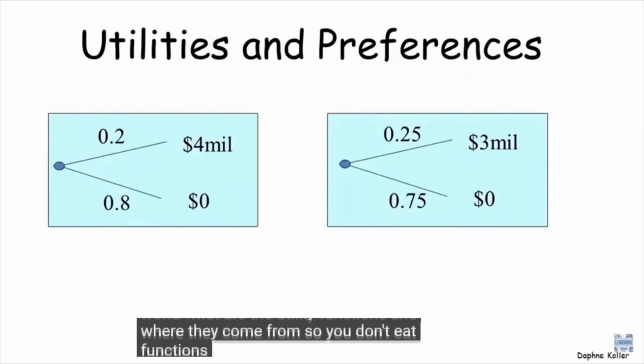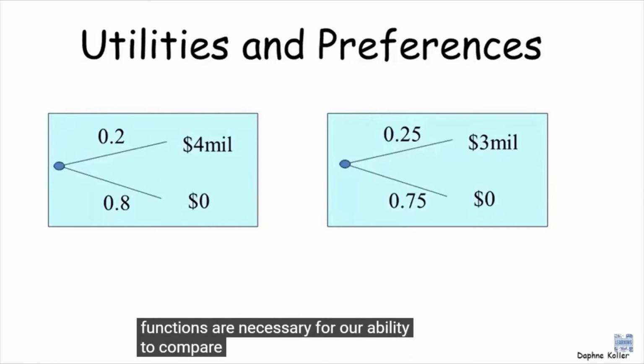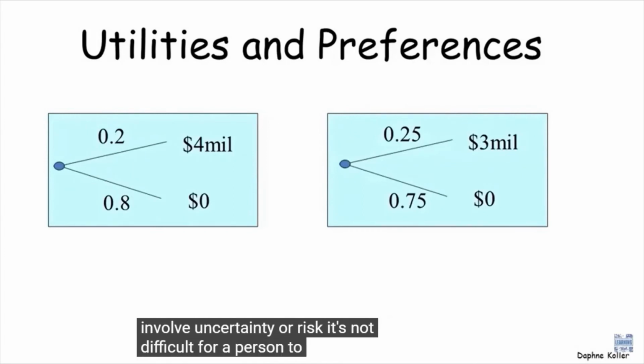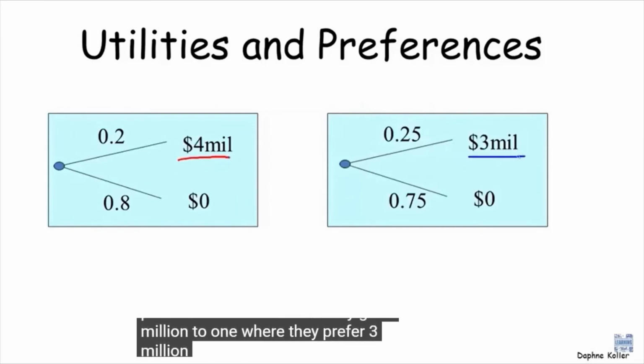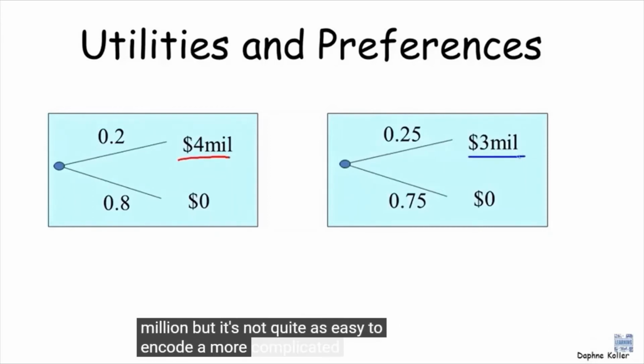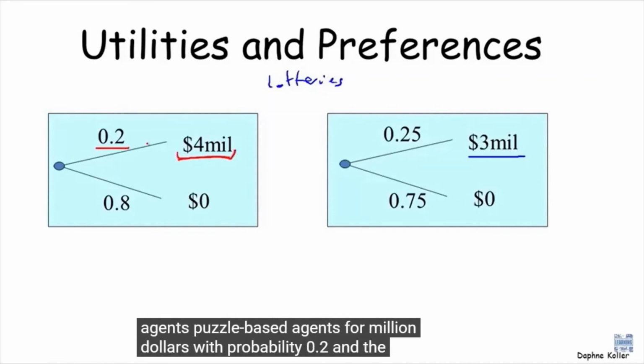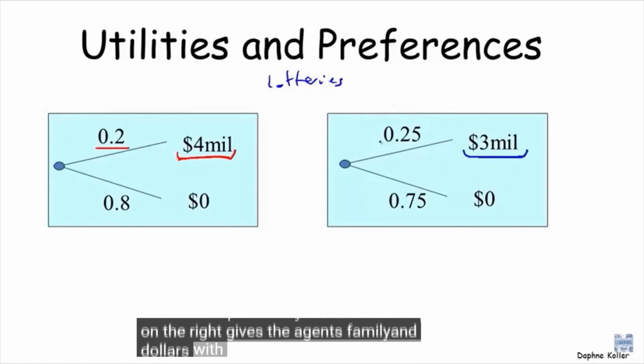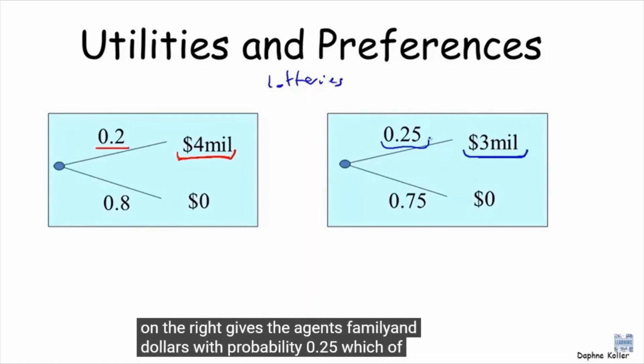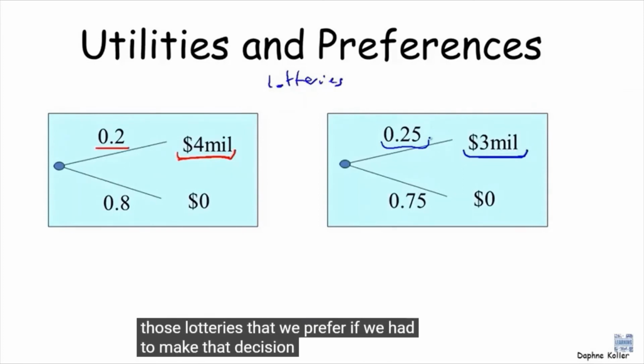So, utility functions are necessary for our ability to compare complex scenarios that involve uncertainty or risk. It's not difficult for a person to say that they prefer an outcome where they get 4 million to one where they get 3 million. But it's not quite as easy to encode a more complicated preference that allows us to compare the utility of these two lotteries, as they're called, where the one on the left gives the agent $4 million with probability 0.2, and the one on the right gives the agent $3 million with probability 0.25. Which of those lotteries do we prefer if we had to make that decision?